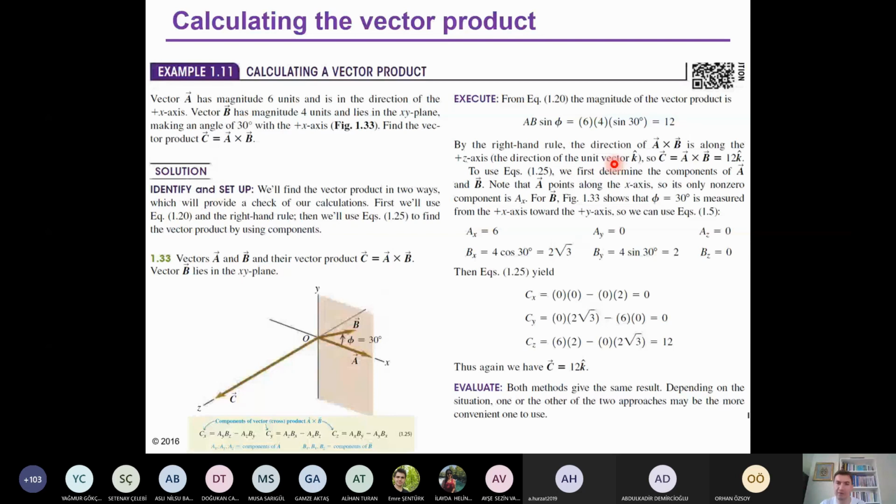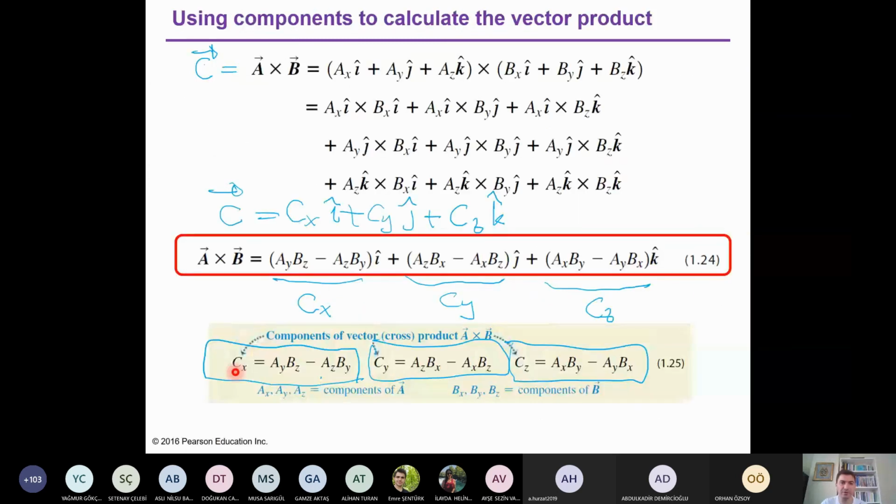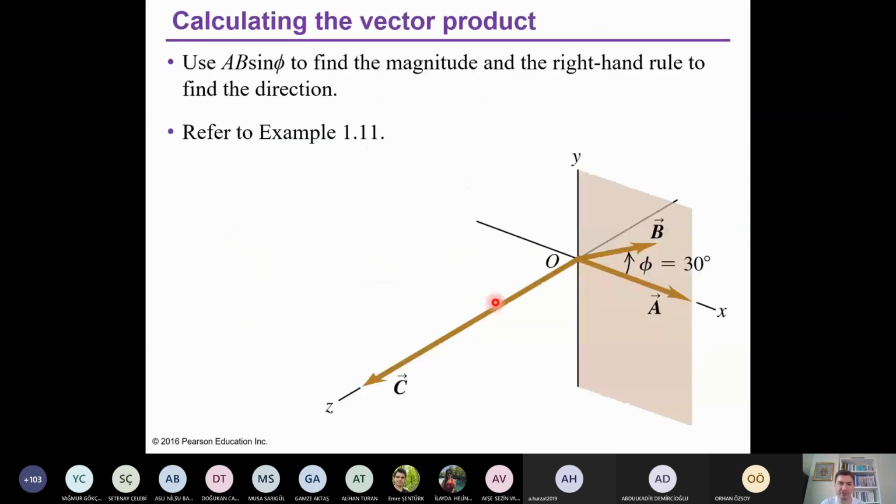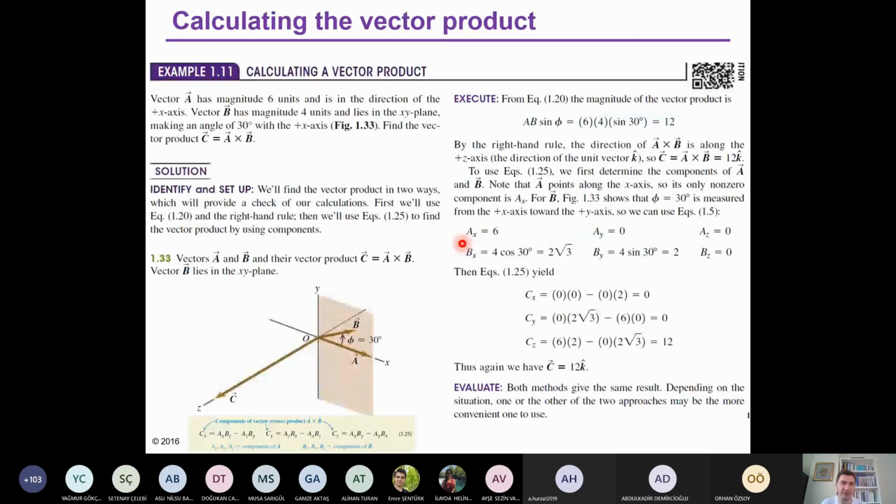But we can also solve this in another way. How to do that? Look at this. In order to calculate Cx, the x component of the C vector, you can use this relation, AyBz minus AzBy. You can calculate the y component, and the z component. So now look at the question. What is the x component of A vector? The x component of A vector is 6. What about the y component of A vector? A vector is along the positive x direction, so it has no component along the y direction. It is 0. And A vector also has no component along the z direction, so Az is also 0.